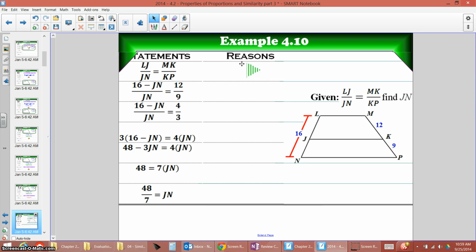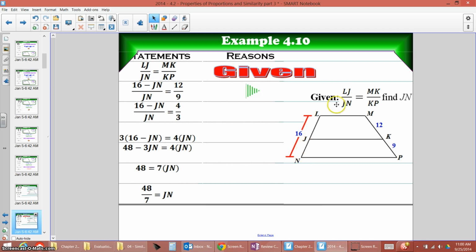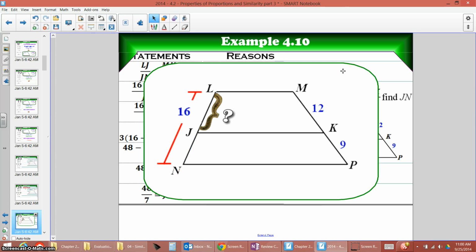This is another one we went over in class. So we have LJ, JN, MK, KP. That was given to us. We're not really sure if they're proportional, or if it's similar polygons or not, but we do know that those side lengths are proportional because they told us that. Now it's asking me to find JN. Well, I don't know exactly a lot about JN, but I know the whole thing's 16.